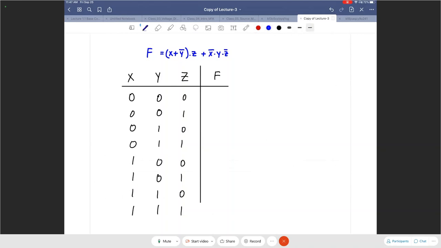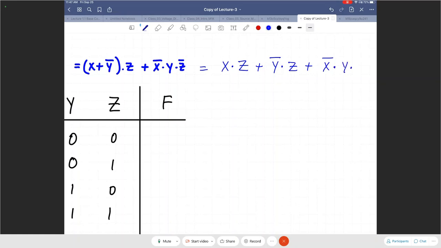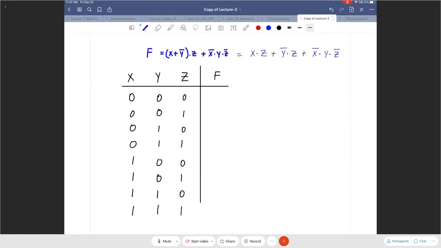Now, observe this. This f is literally going to equal x and z, or y complement and z, or x complement and y and z complement. Oh no, not a K-map. This is just a truth table. So I've got three terms here. One, two, and three. Now, the third term is very simple: x complement, y, z complement. Where is that in the truth table? x is 0, y is 1, z is 0. So that's where f is going to be 1.